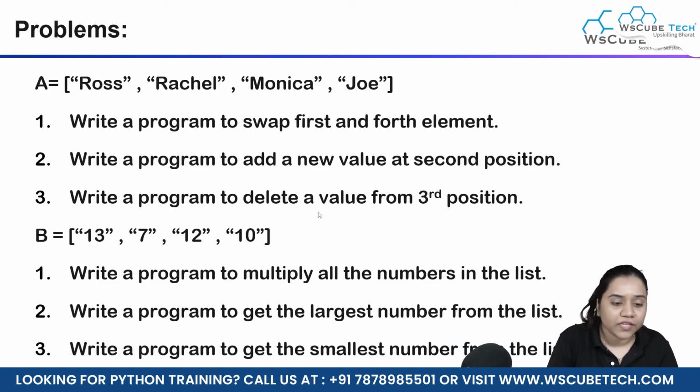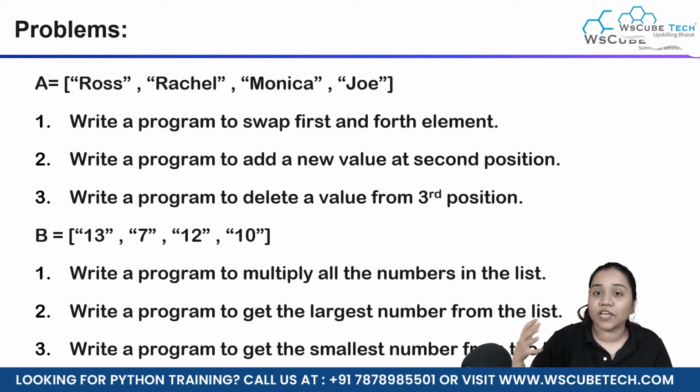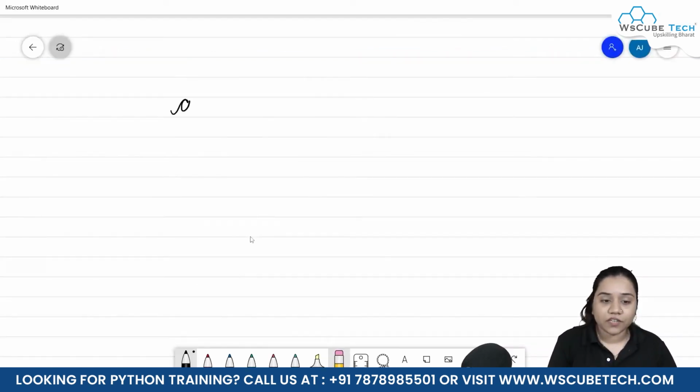Our next question says write a program to multiply all the numbers in the list. As the question says, we have to go to each element inside the list. So yes, we have to iterate through the list, and yes, a for loop will be used over here. Let's see how. I'm creating a list called a. Inside I'll be writing some elements: 10, 20, 30 and 40.